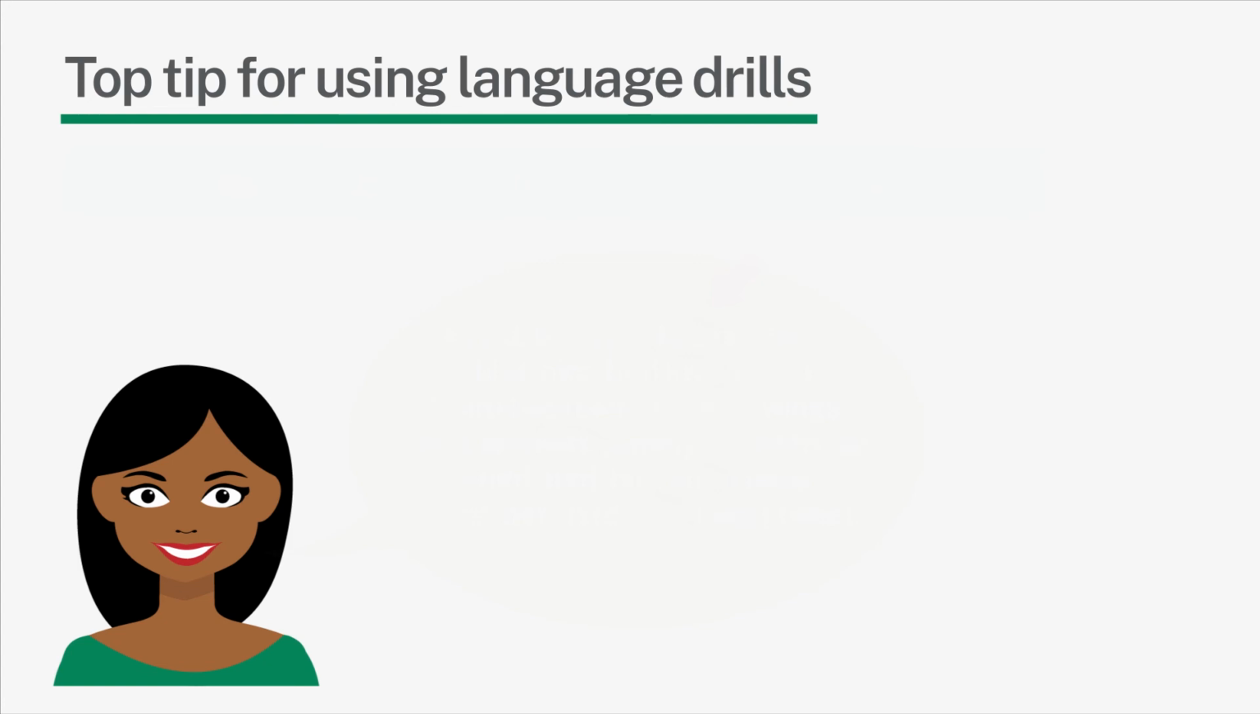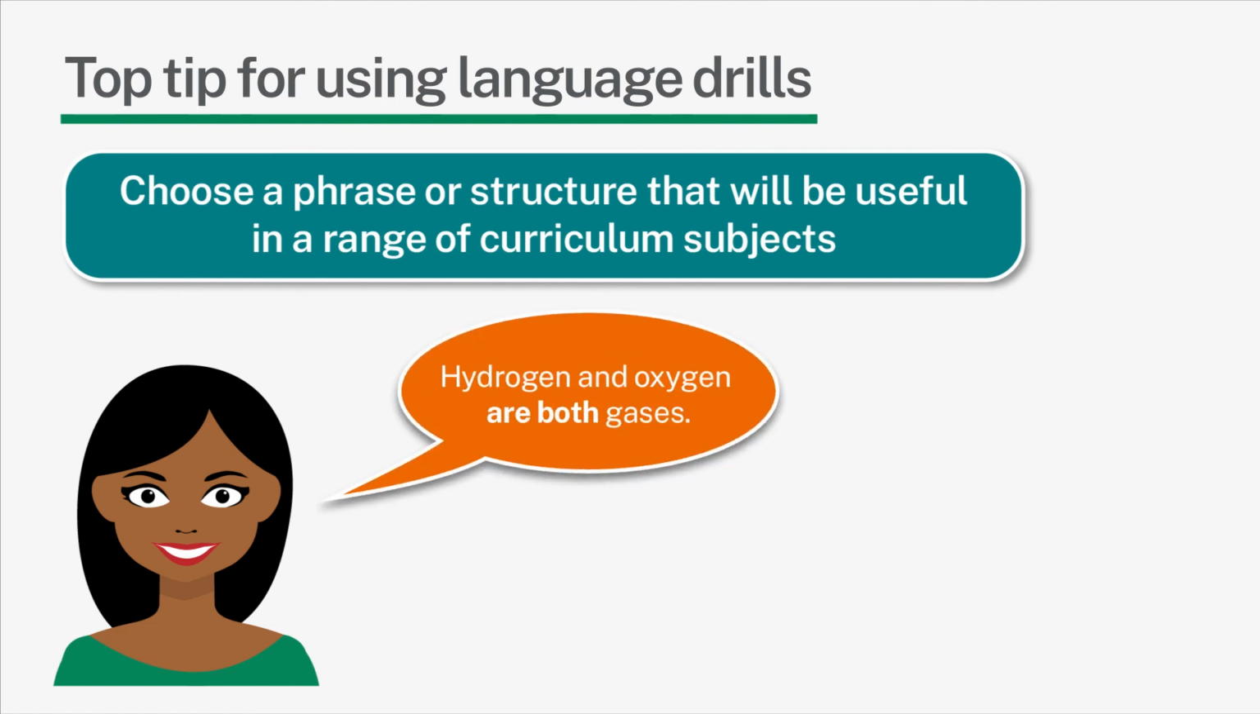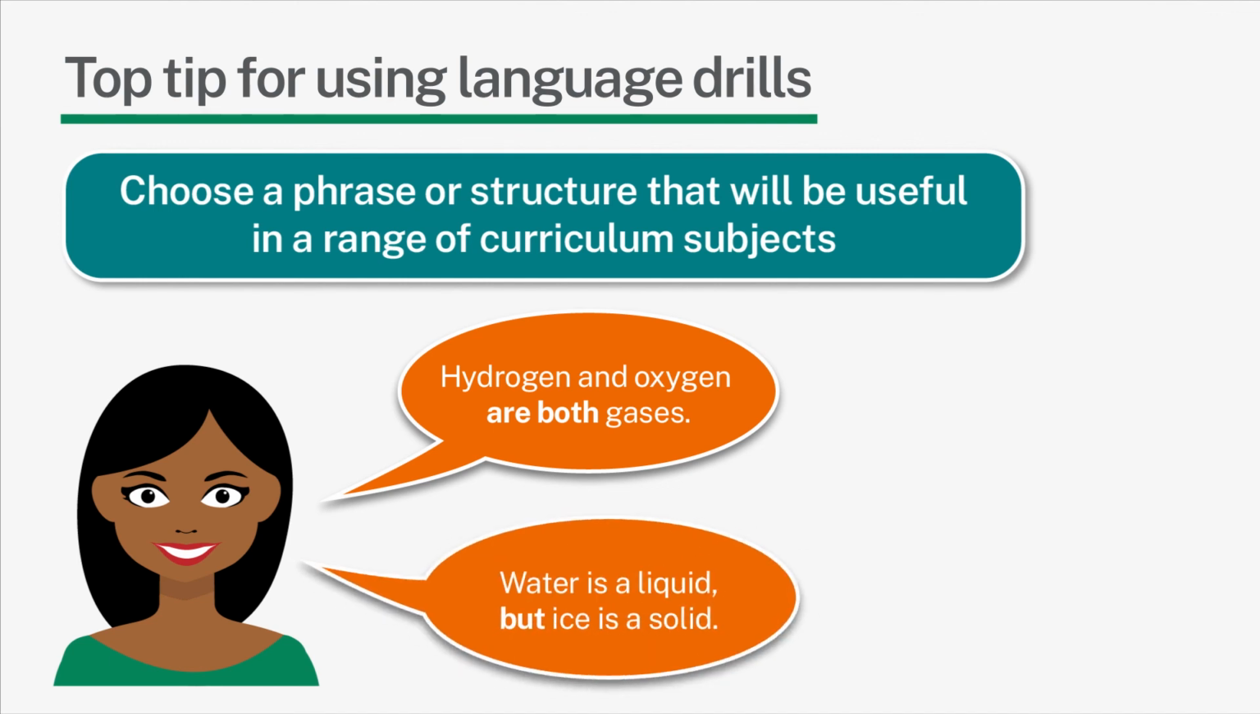Another top tip for using language drills is to choose a phrase or structure that sounds natural in English and preferably will be useful in a range of curriculum subjects. For example, to practice using language for comparing and contrasting, you could drill "Hydrogen and oxygen are both gases," or "Water is a liquid but ice is a solid."